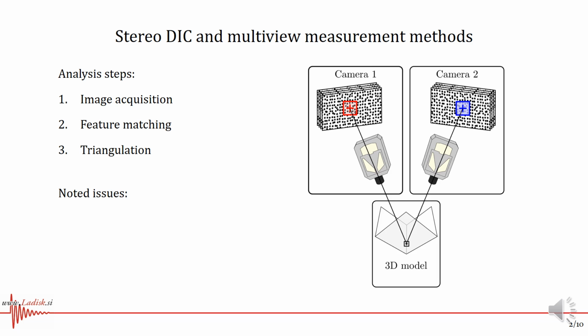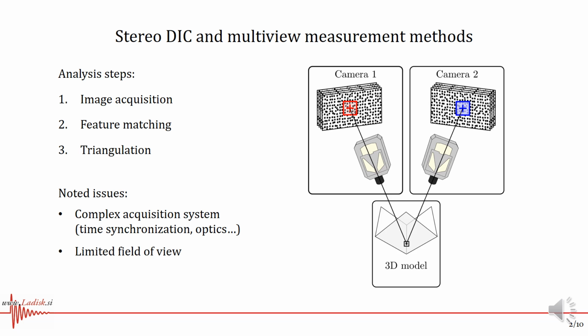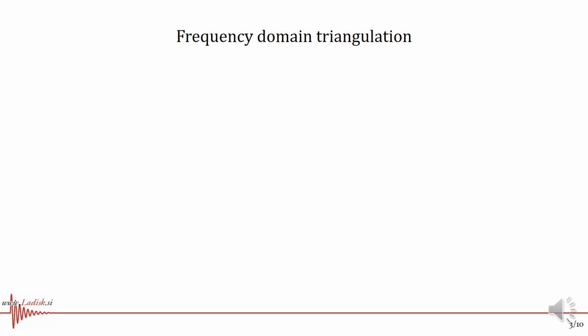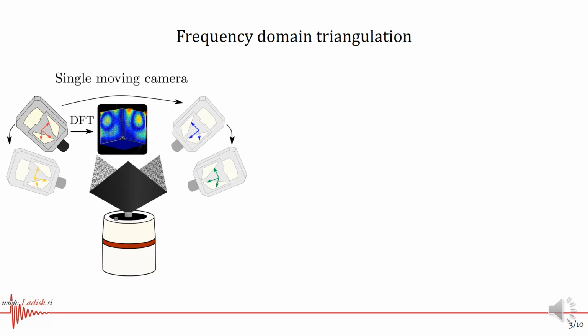Most often noted limitations of this approach are the relative complexity of the acquisition system and the field of view of such measurements, which is normally limited to a single face of the specimen. Our proposed method, on the other hand, is based on the frequency domain triangulation of small harmonic motion.